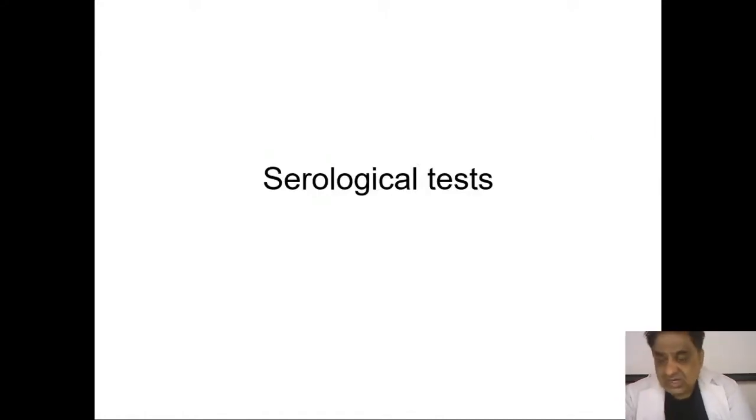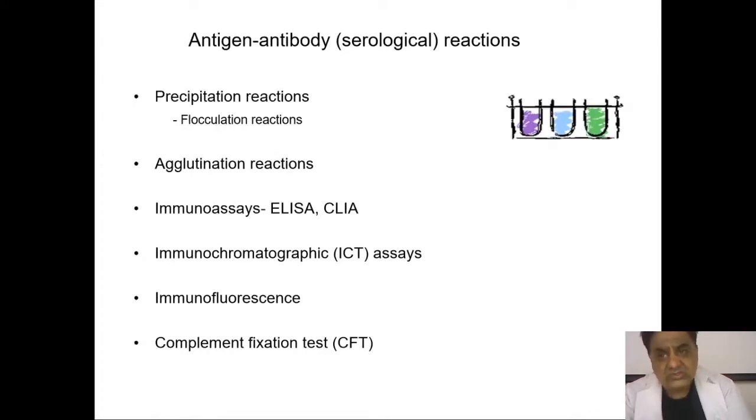Serological tests, you have a separate class. I'm not discussing serological tests now, but I'm just telling you how antigen-antibody reactions are utilized in the lab to diagnose infectious diseases. Similar tests are also used for autoimmune diseases. So you have precipitation reactions, agglutination reactions, immunoassays like ELISA and chemiluminescent-based immunoassays, immunochromatographic ICT-based tests, immunofluorescence-based tests, and complement fixation tests. Some of these tests we'll describe with the individual organisms where they are useful diagnostically.